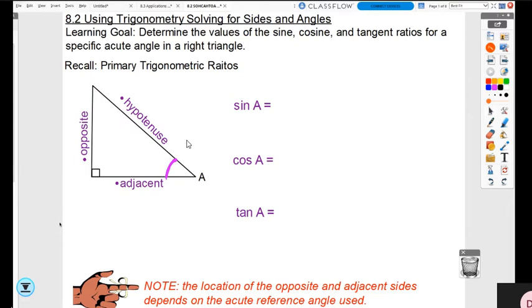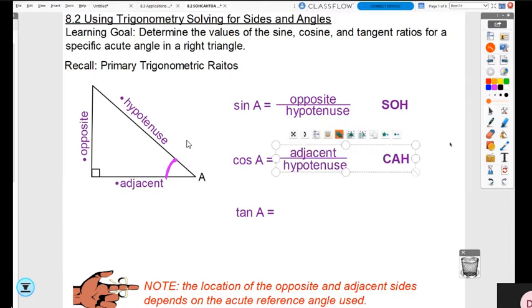So sine of an angle, sine of A equals opposite over hypotenuse, and that's where SOH comes from in SOHCAHTOA. Cos of angle A is CAH, adjacent over hypotenuse, and tan, of course, is opposite over adjacent.